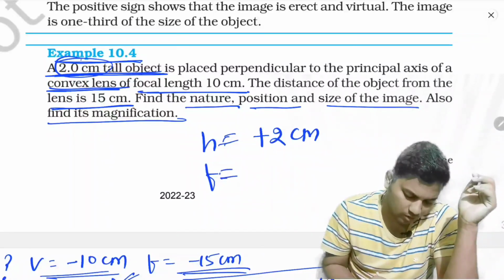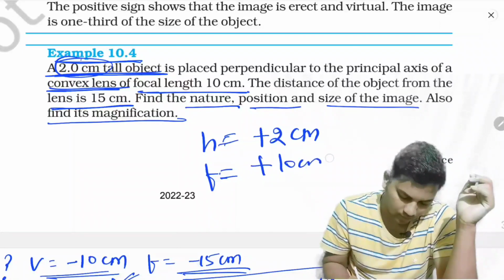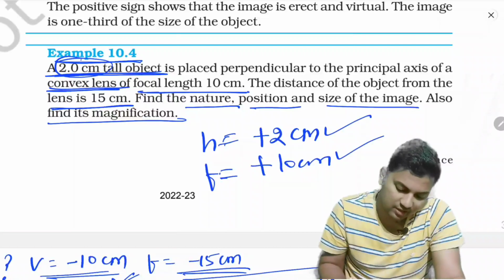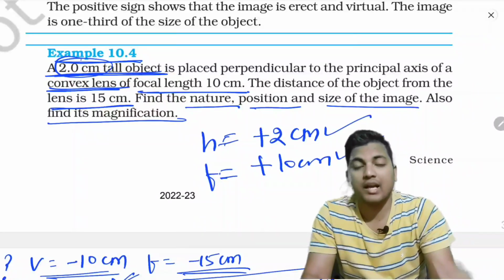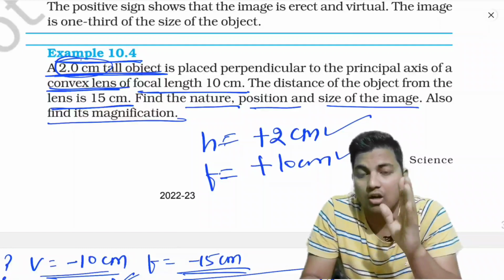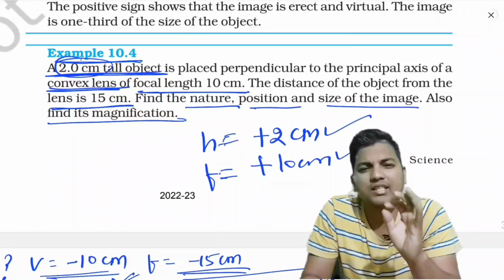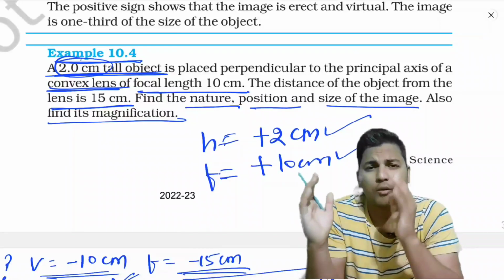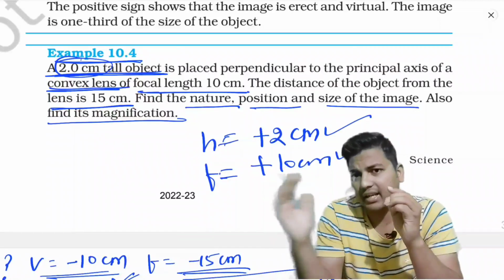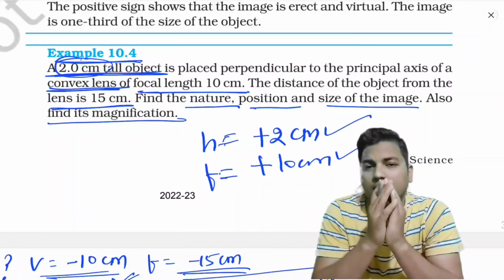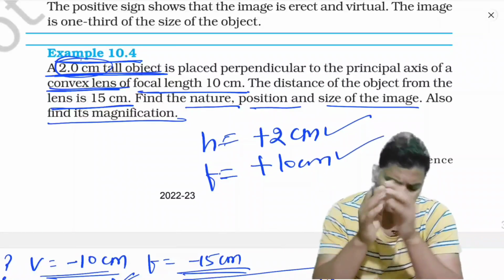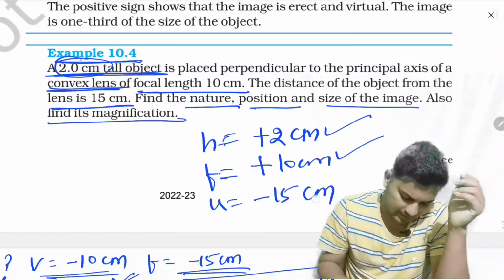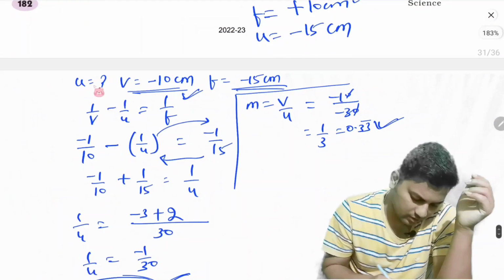Next, focal length is equal to plus 10. So here h is given, f is given, and what next is given? The distance of the object from the lens is 15 cm, and we have already learned that we always take object distance as negative. Clear? Because it is a sign convention, and we always take the object at the negative end, on the left-hand side of the mirror or lens, whatever it may be. So u is equal to minus 15 centimeters. So let's solve the question.